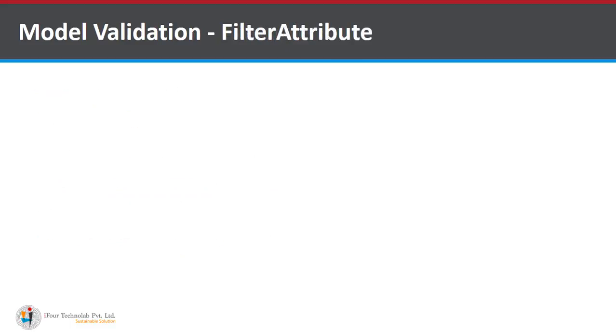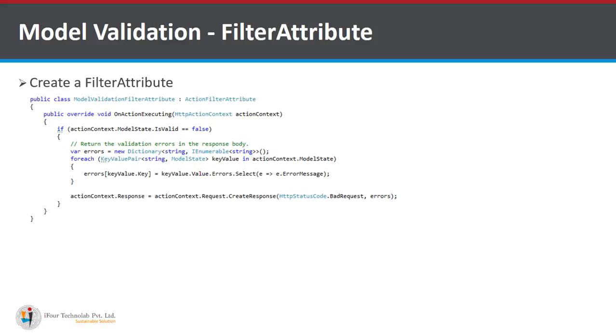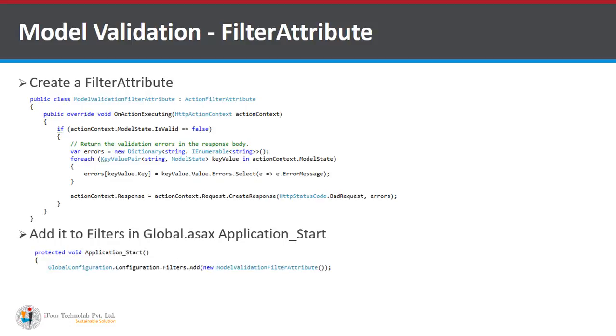Model validation filter attribute. Create a filter attribute. You can also create your own filter attribute like this. Add it to the filters in Global.asax Application_Start. If you create your own filter attribute, then it is mandatory to add it in your Global.asax Application_Start method to initialize that filter. Here you can see the Application_Start method has the initialization of a filter.